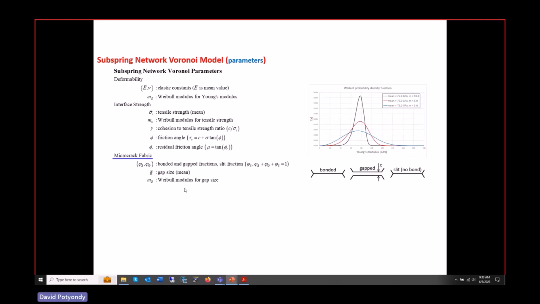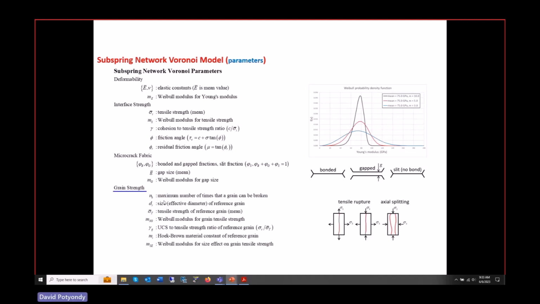Then we're actually able to put in initial gaps and slits at each of these interfaces. And so we can basically say some of them are perfectly touching and they're bonded. Some of them are perfectly touching with no bond. Some of them have an actual gap. So we can specify the volume fraction of each. This initial microcrack fabric is very important. This is giving us that initial stiffening in the UCS stress strain curve, because we're closing these up, we're getting crack closure.